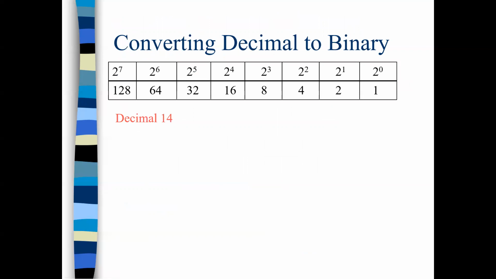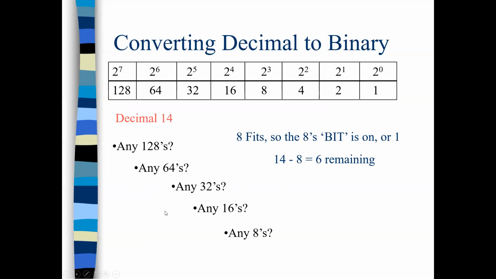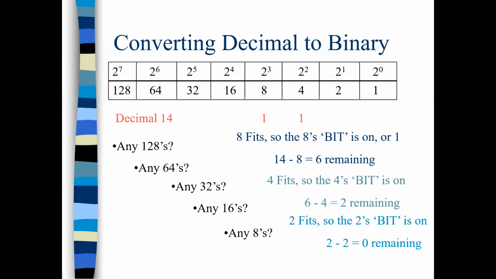How about 14? What's the first bit I would turn on? I heard it. 8, the 8-bit. If I turn that 8-bit on, that's going to leave 6 left to convert. So what's the next bit I would turn on if I have 6 left? 4. The 4-bit. So I would turn it on. That's going to leave me 2. So what bit would I turn on? The 2-bit. That's going to leave me none. So my 1-bit would end up being 0.